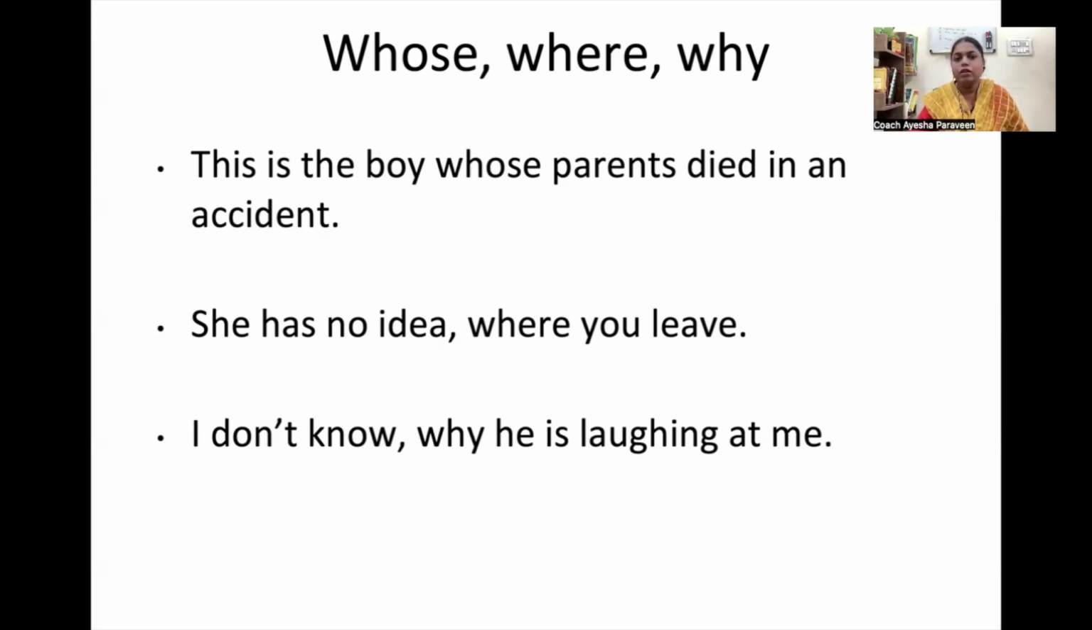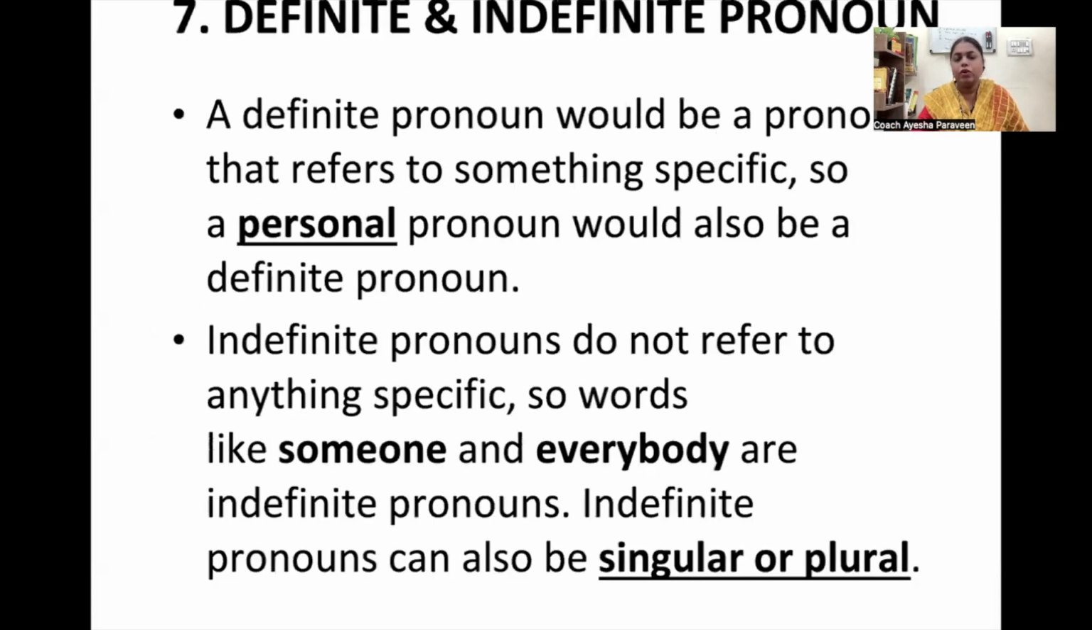So friends, I believe relative clause is very clear to you. Now we will move to our last type of pronoun, that is definite and indefinite pronoun. What is definite pronoun? Definite pronouns are nothing but personal pronouns. I told you personal pronouns, like subjective pronoun and objective pronoun. Those are personal pronouns. So a definite pronoun is a pronoun that refers to something specific. So a personal pronoun is also a definite pronoun.